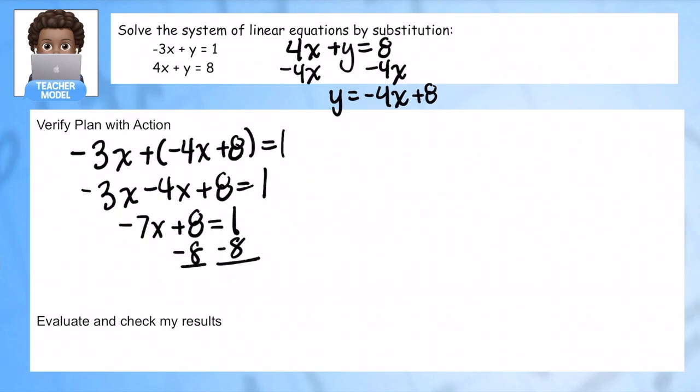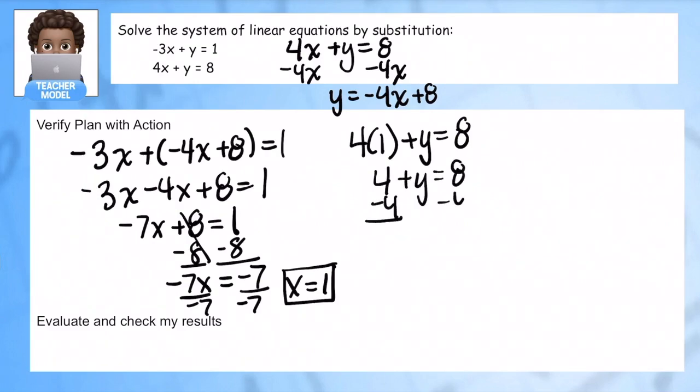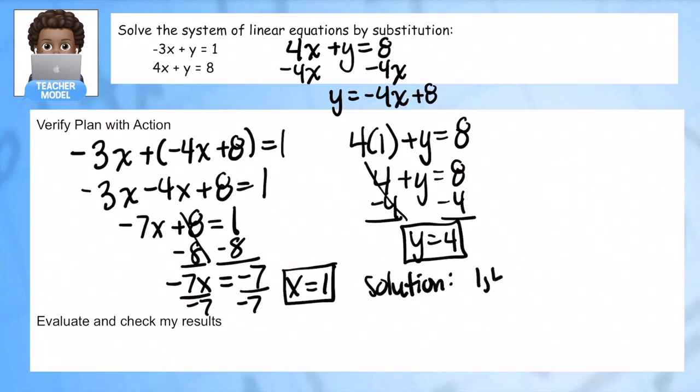And let's isolate. Negative 7x is equal to negative 7. And I get x is equal to 1. Now that I have this, I'm going to substitute in the other equation when x equals 1. And I get 4 plus y is equal to 8. Let's solve for y. Y is equal to 4. So my solution is 1, 4.